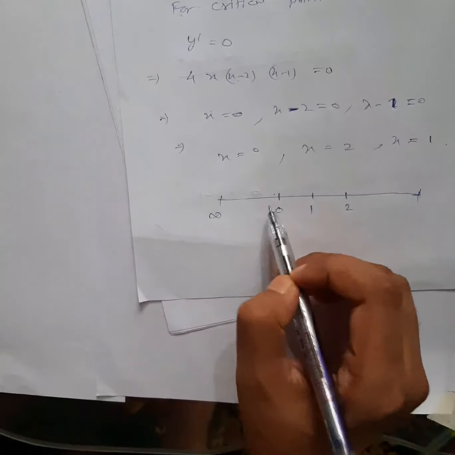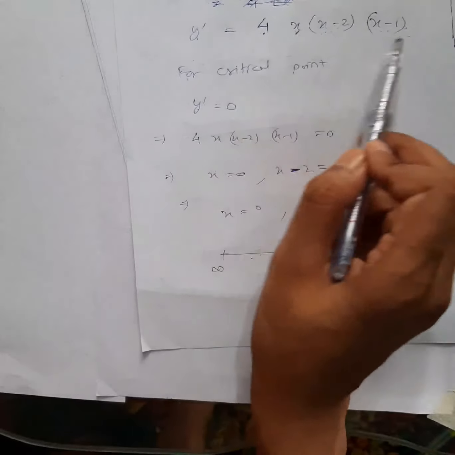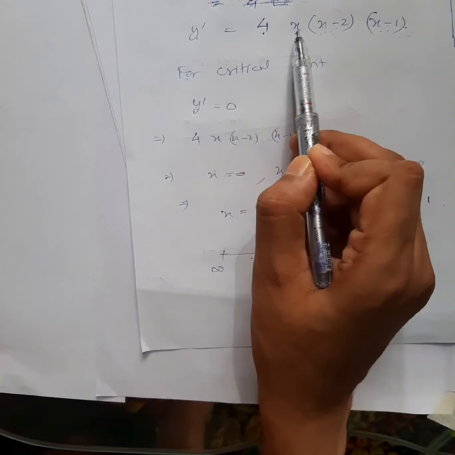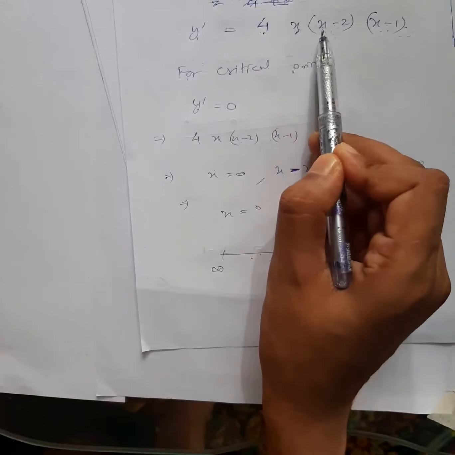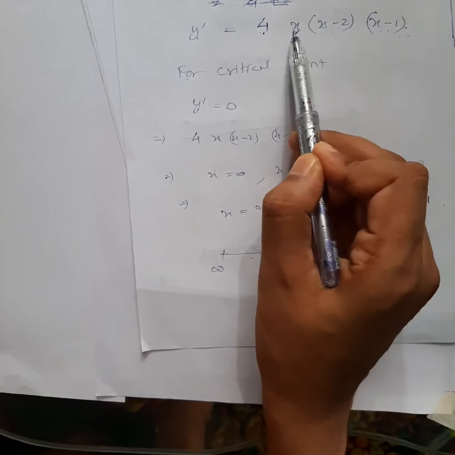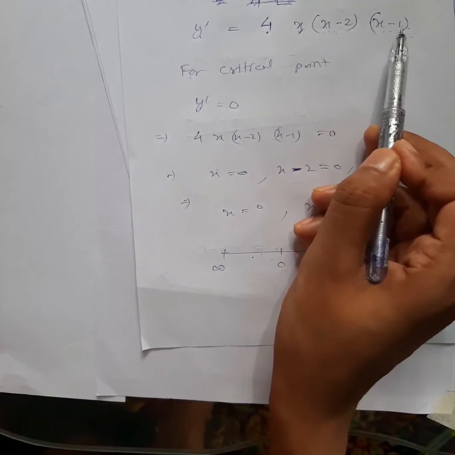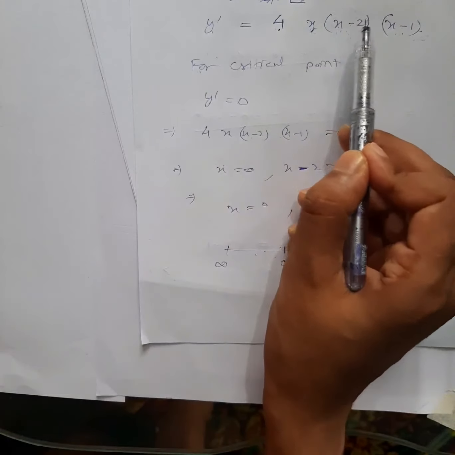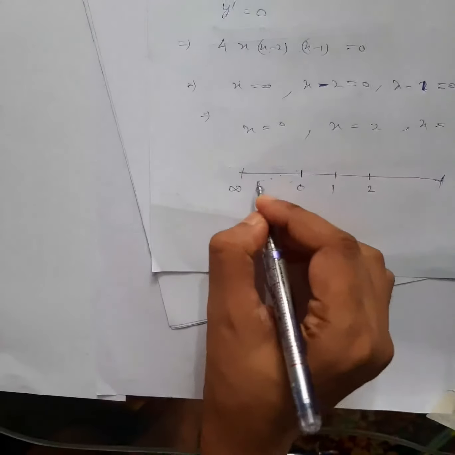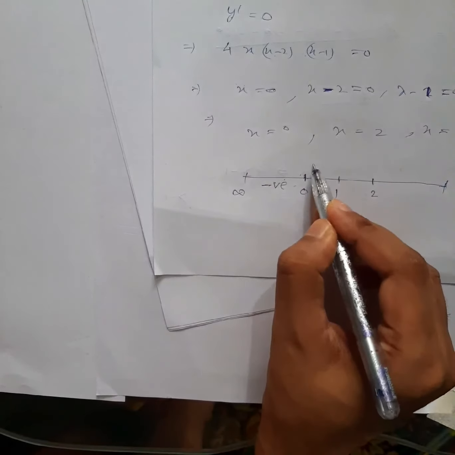So here, less than 0, if I take anything, whether it will be positive or negative. Less than 0, suppose I take minus 1. So if I take minus 1 here, this is negative, this is negative, this is negative. So as a whole, this will be negative. So whatever value you take less than 0, it will be negative. At 0 it will be neutral, remember.